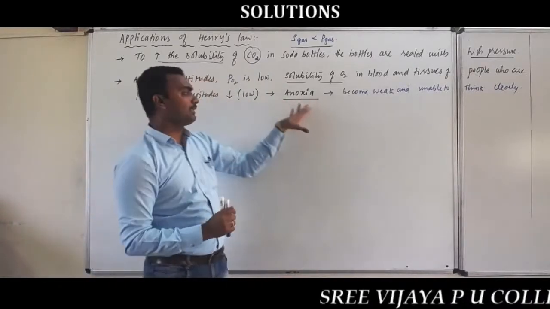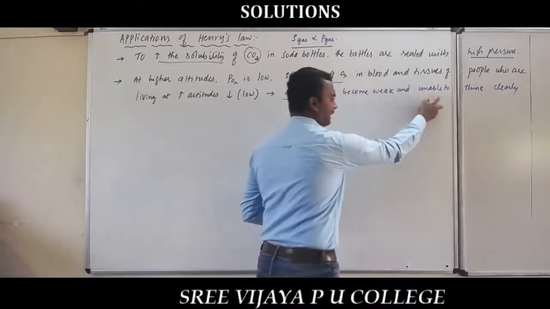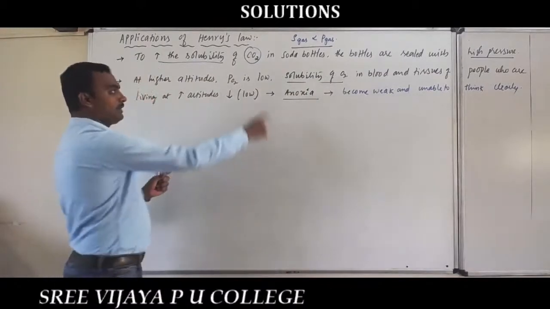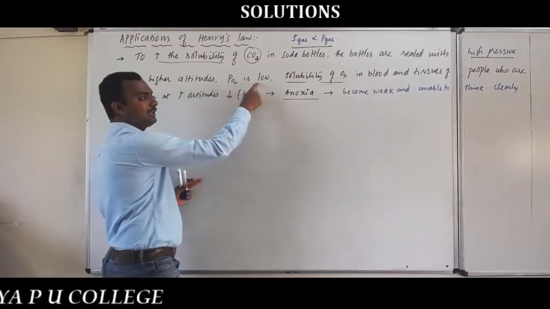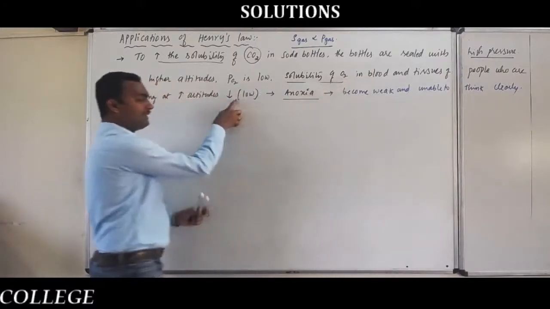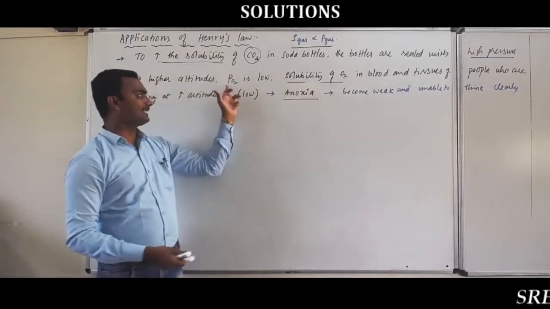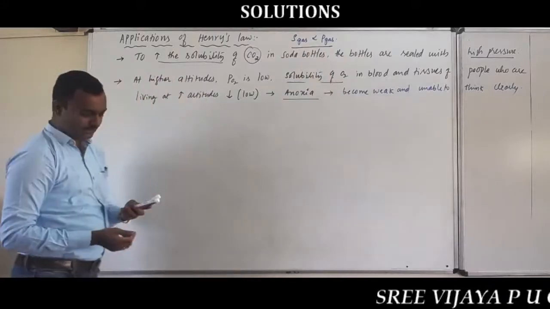They suffer from the condition that is called anoxia. Anoxia is nothing but weakness, and they are unable to think clearly. So in this line applicable. So oxygen pressure, the solubility of the oxygen is directly proportional to pressure. That is according to Henry's law. That is the second application.